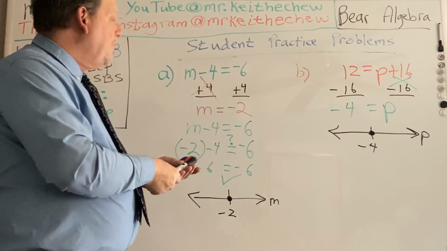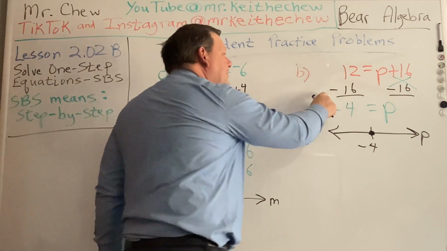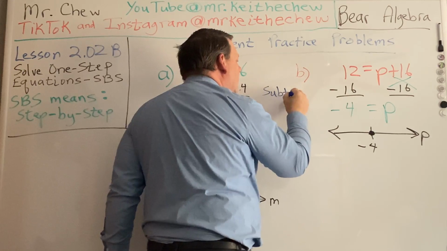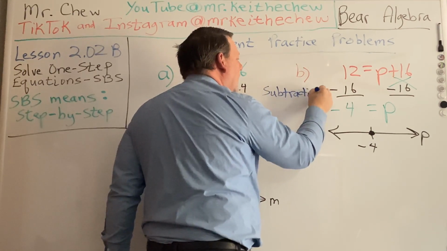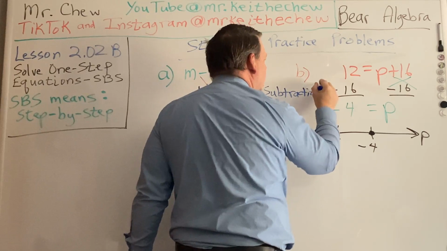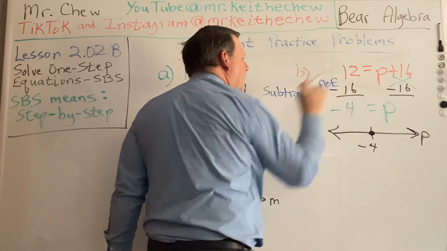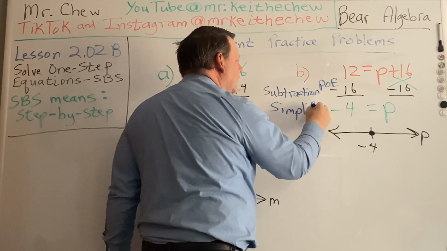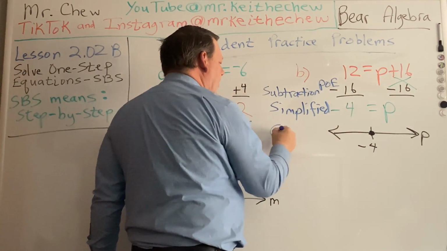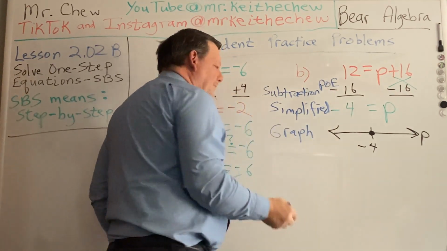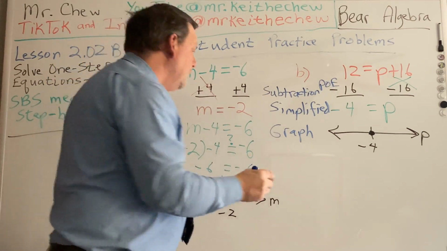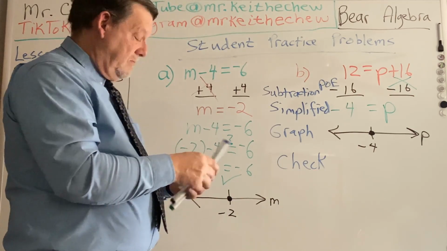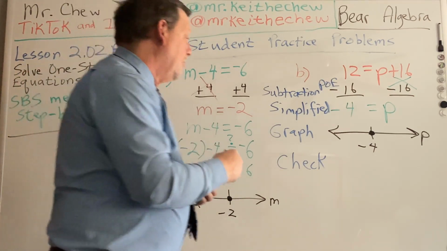All right, so if we want to go back and justify, what was this step called? What did we do? We subtracted, so this is the subtraction property of equality. That was that first step. Then we simplified. And then here we graphed. Now what do we do? We check it to make sure that it is correct. So when we check that, how do you do it? You write the original equation.